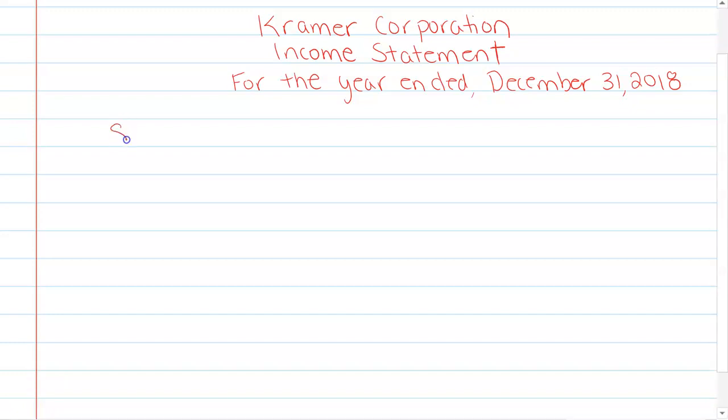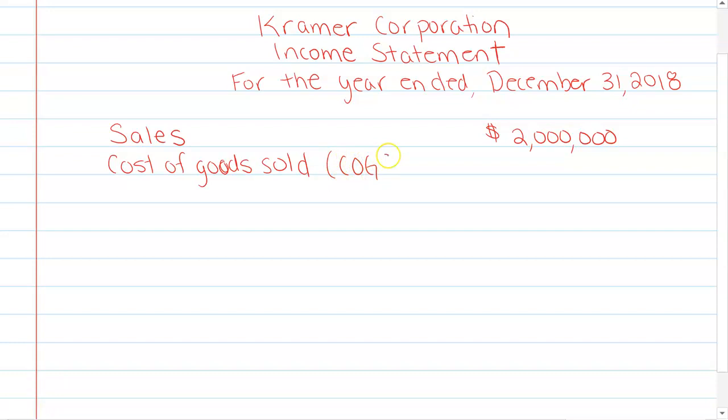So now we always start with sales. So this is how much you've sold. And I'll just assume that we've sold $2 million. And then we have our cost of goods sold. And then what I usually call this is just COGS, so you can abbreviate that. So that's how much it cost to either make your product or to buy the product and then sell it. And then the difference is your gross margin, or we can also refer to this as gross profit.